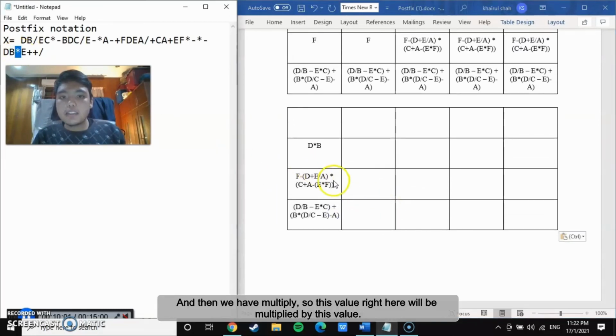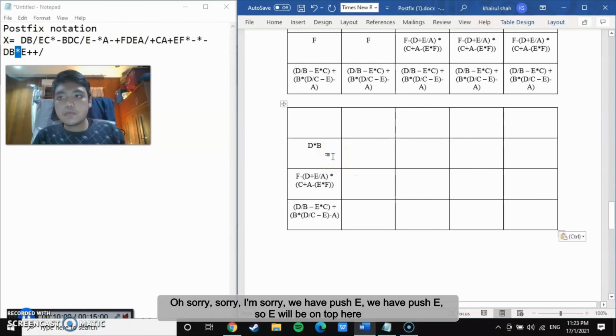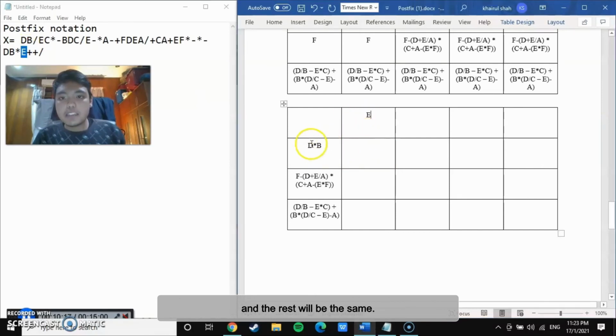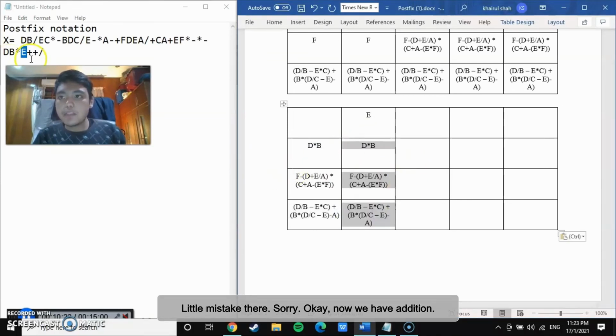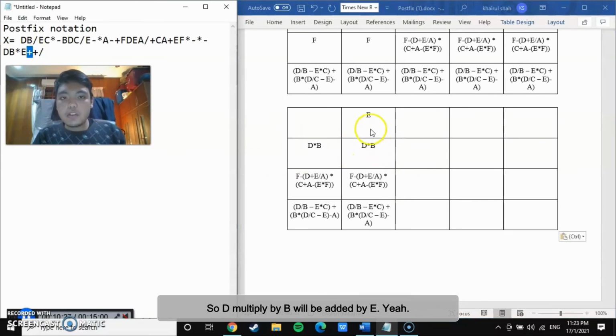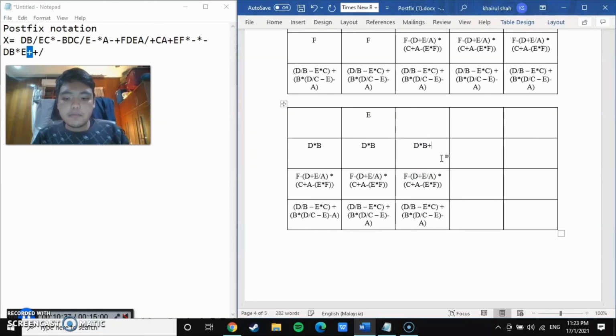And then we have multiply. So this value right here will be multiplied by this value. Oh, sorry, I'm sorry. We have push E now. So E will be on top here, and the rest will be the same. Bit of a mistake there. Sorry. Okay, now we have addition. So D multiplied by B will be added by E. Plus E.